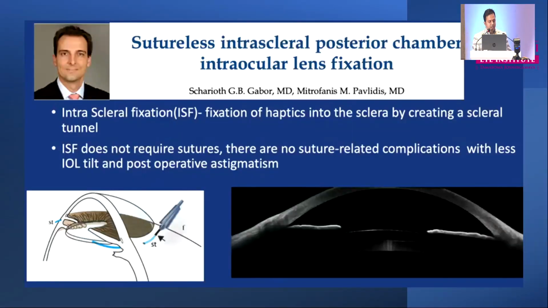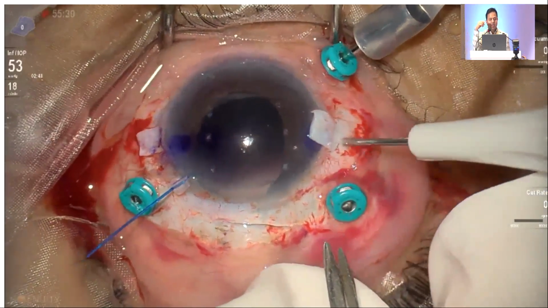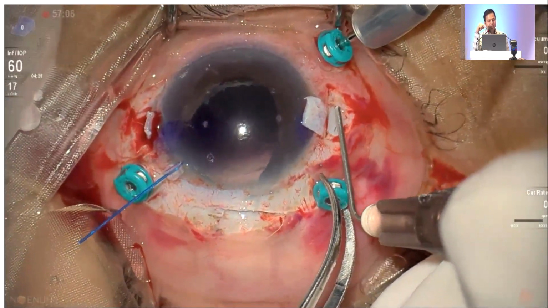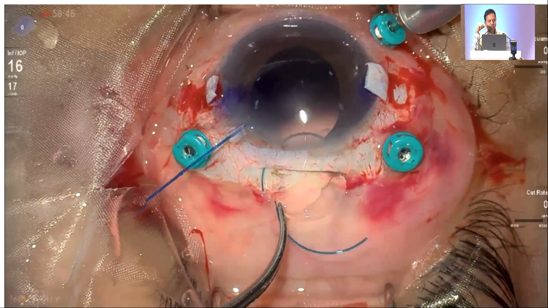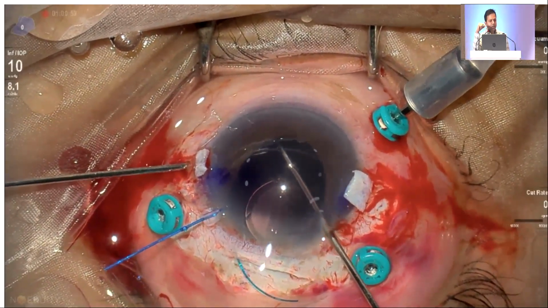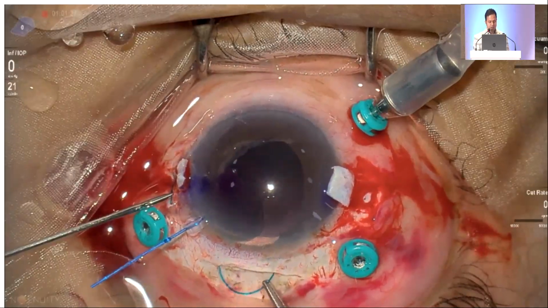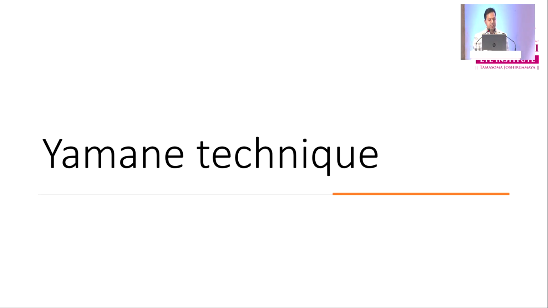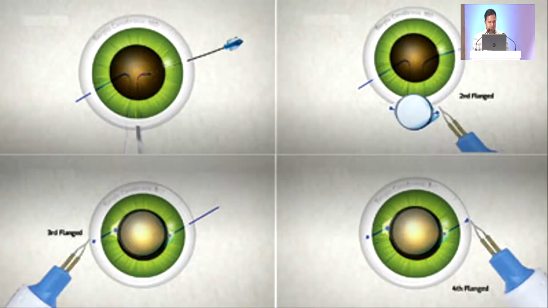Then the other techniques are Chariot's tunnel technique, which is again a commonly used technique where you bring out the haptics of a 3-piece IOL and then place them inside tunnels made with the help of either a 26-gauge needle or cannula. The modification of this is that you can fix these with the help of glue also. That is glued SFIL. Yamane's technique is similar to it, where you use cautery. Because of time, I will not show this video.